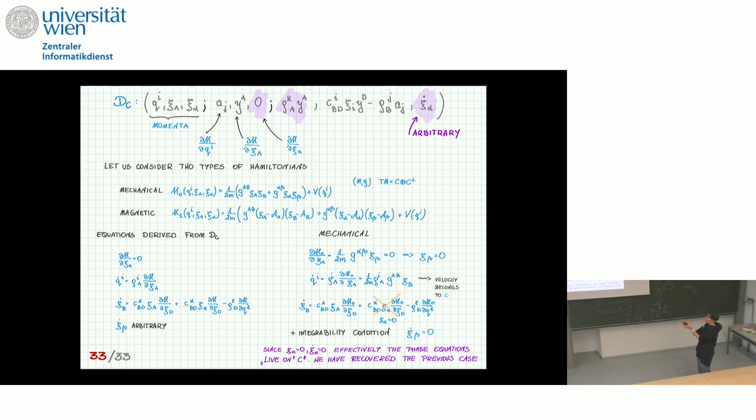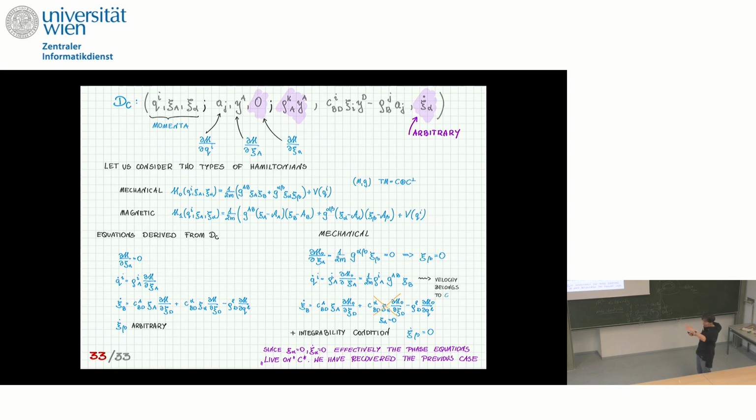However, initially I have my equation on the whole E star, on the whole T star M. Then there is the integrability condition written here from the fact that the differential of the Hamiltonian in the directions perpendicular to the constraints has to be 0. I get the compatibility. I get that my phase space is really C star.